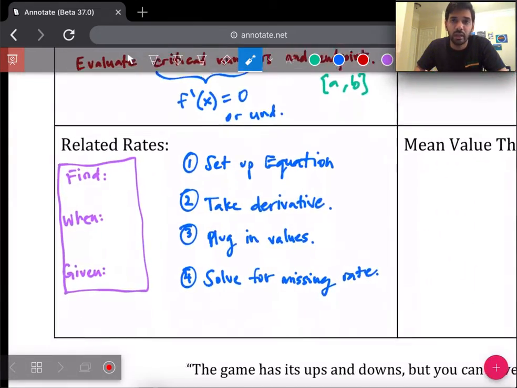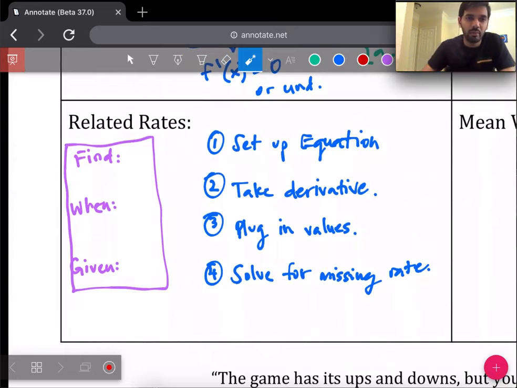Related rates is a small topic, but in short, you'll always have a find, a when, and a given in your problem. So you'll have to find some rate. You'll have a moment in time, or a moment in the problem. It'll say the word when. And you also have some given information that you can fill in here. This is kind of the organizer that I use.